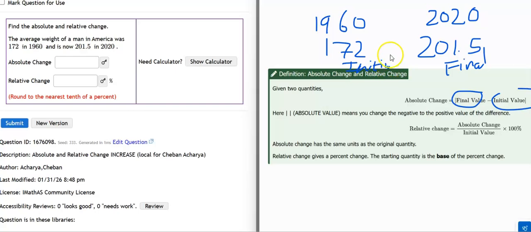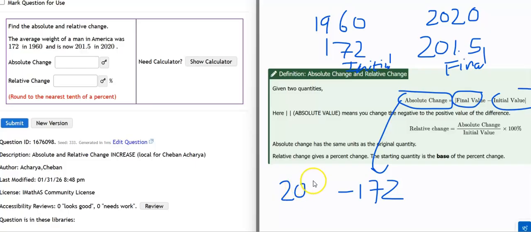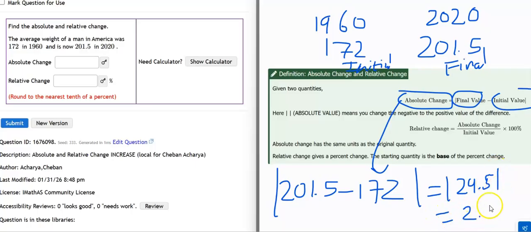So to find the absolute change, the first one we have to do is 172 subtracted from 201.5. Okay, so the absolute value of that gives you 29.5. So 29.5 absolute value is just 29.5. Okay, so absolute change is going to be 29.5.